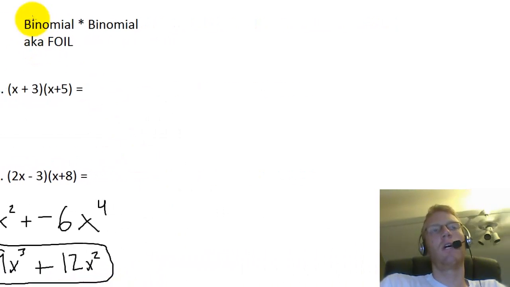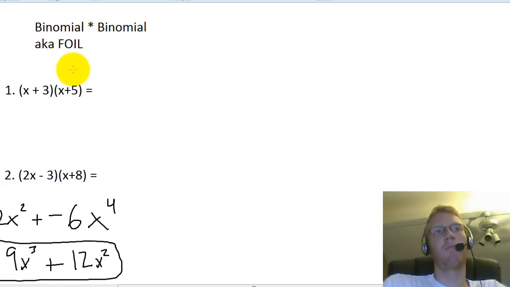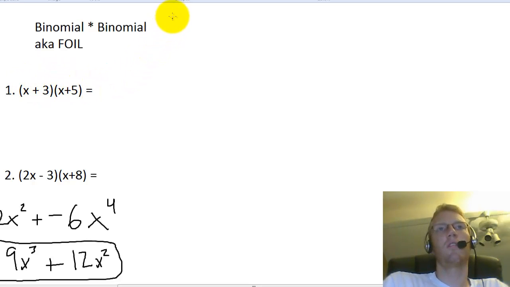But there's also a binomial times a binomial. So binomial times binomial means each term has two things in it. Bi means two. Think bicycle. So two things here, two things here. So when you're multiplying them together, you don't just distribute in the 3 here and here, you also distribute in the x here and here. So let me show you two ways to do this.